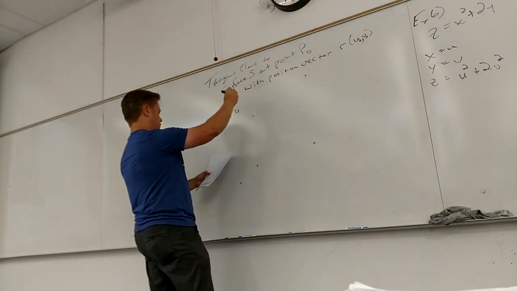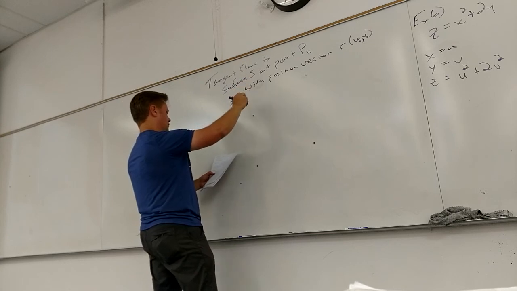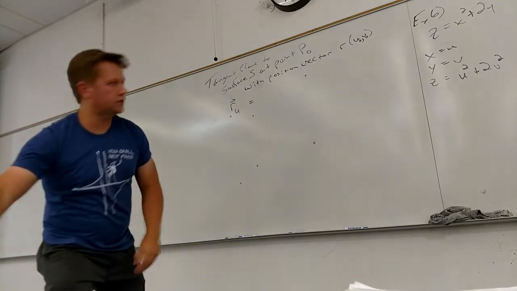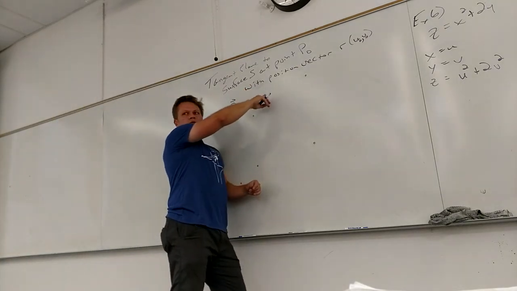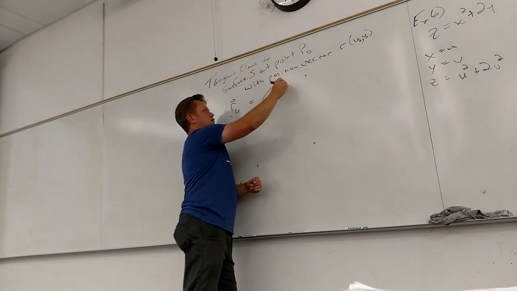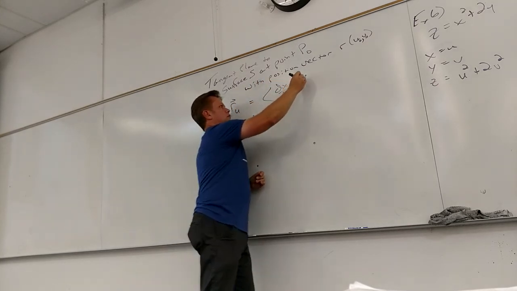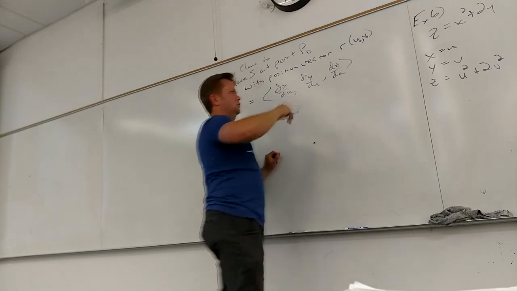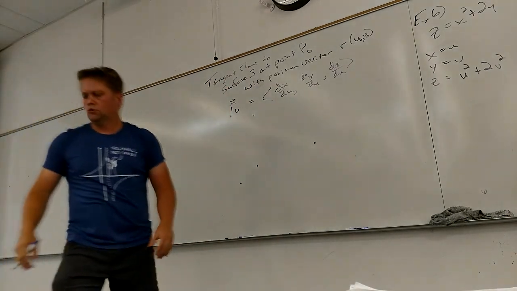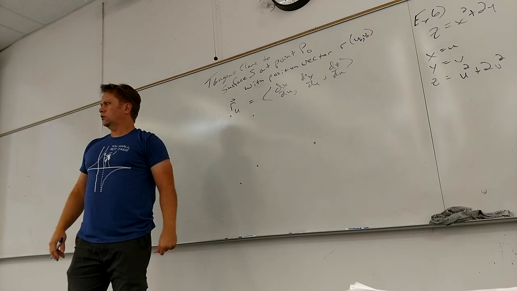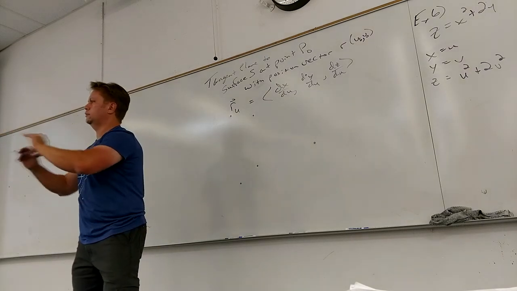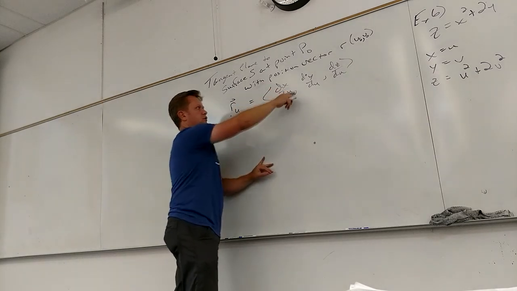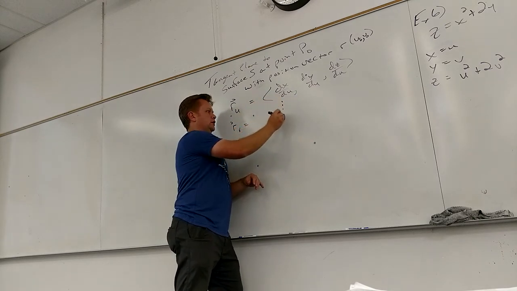So Ru would be, oh, that's easy. Ru would just be dx/du, dy/du, dz/du. Okay. Can you see that? Let me get all this out, and then we'll do an example. Rv would be similar to that, just in terms of v. Same thing, dx/dv, dy/dv, dz/dv.